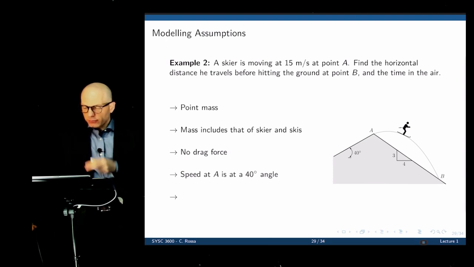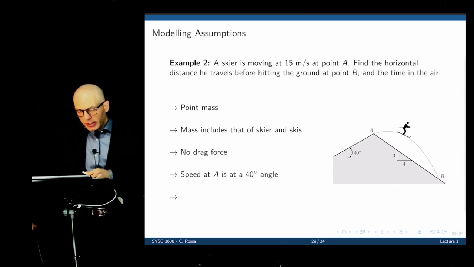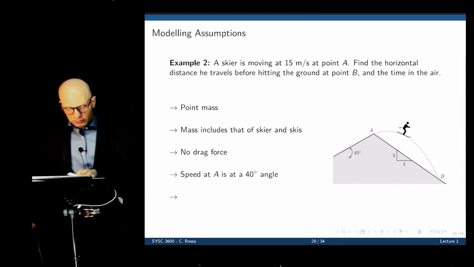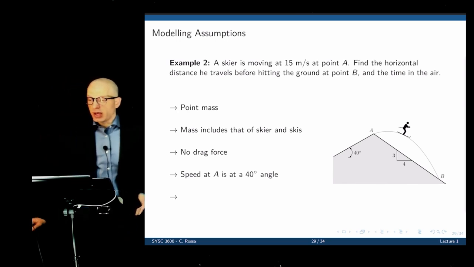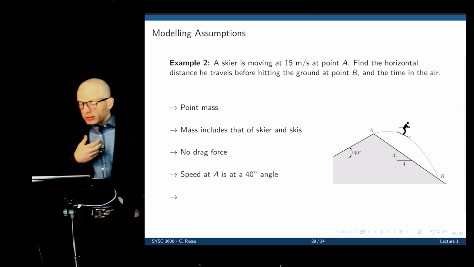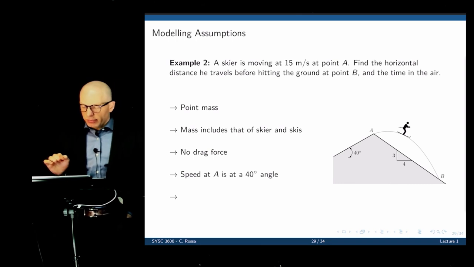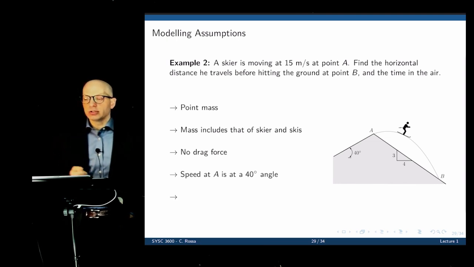Here is another example. If this skier is jumping on a hill like that, and we want to find how much he travels given the initial speed at point A, what assumptions do we have to make? Again, that the skier and the skis can be represented by a point that holds all their masses. There is no drag force in the air. That's another assumption you could make. That the angle when he or she leaves the slope at point A is in this particular case known to be 40 degrees. What else can we assume? We can assume that the speed at point A is known and so on.